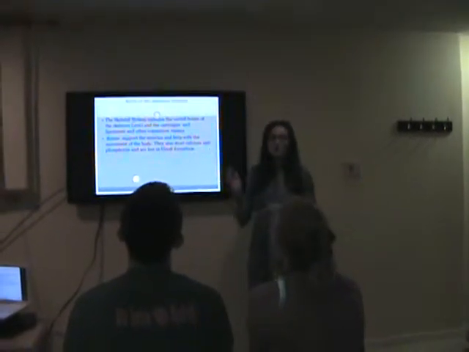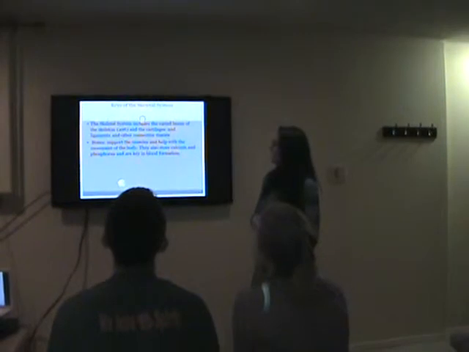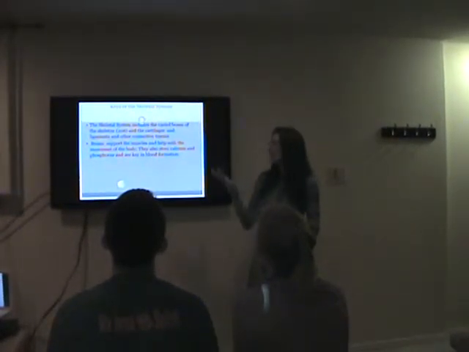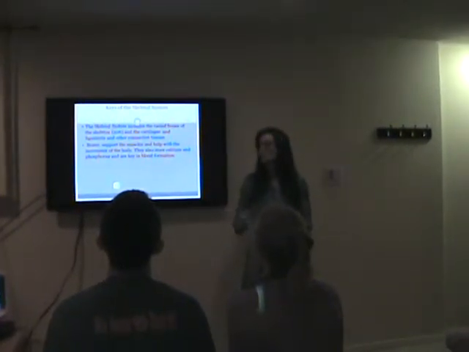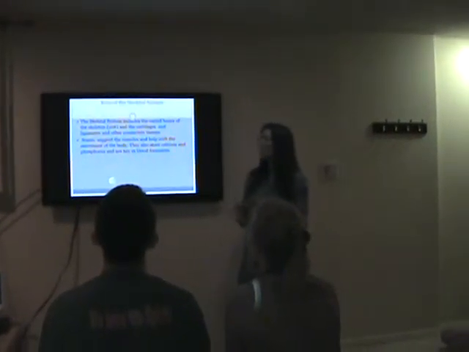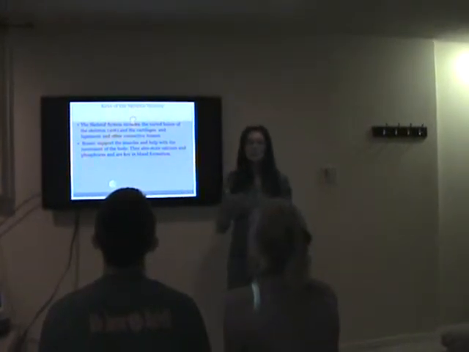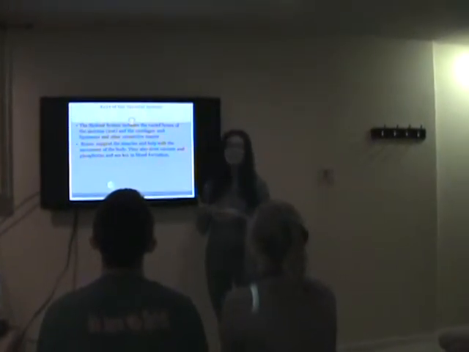So the skeletal system includes 206 bones, and the cartilage with ligaments and other connective tissue. The bones support the muscles and help with the movement of the body. They also store calcium and phosphorus, and are key in blood formation.